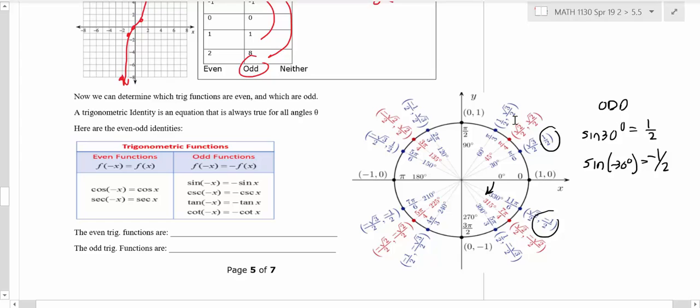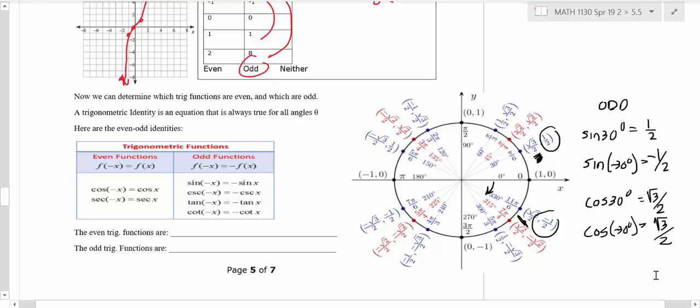Okay, let's do cosine. What's the cosine of 30 degrees? That's square root of 3 over 2. What is the cosine of -30 in my unit circle? It's the same, isn't it? It's the x value. So what do you think cosine is? Does that look like it's odd or even? That's even, because opposite x gives the same y.